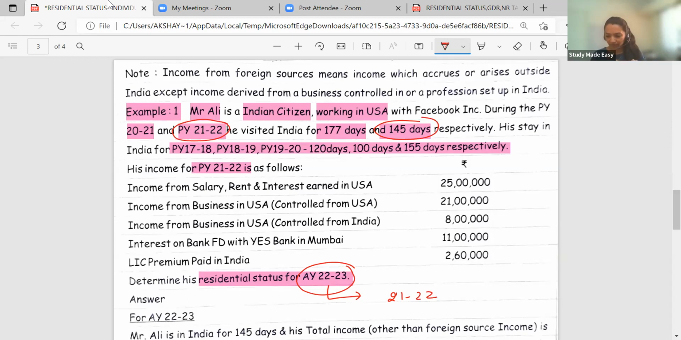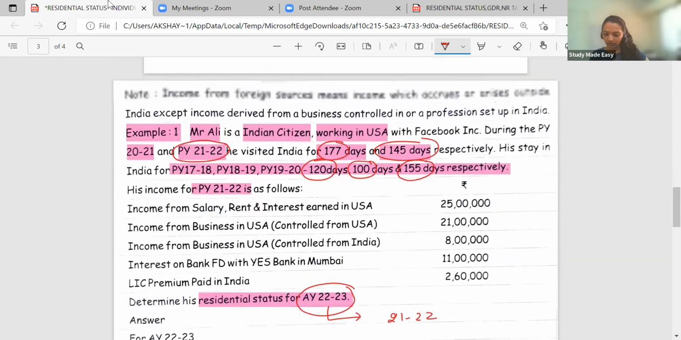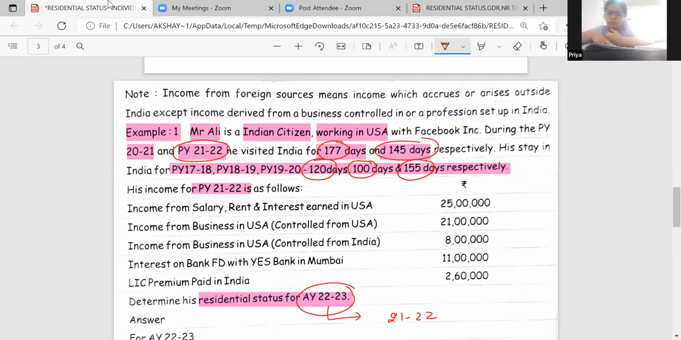Is he complying with the first condition? First he is Indian citizen. हमको सारी condition देखना. Yes. Is he staying in previous year for more than 120 days? That means yes. Now third, in relevant years, is he staying for more than 365 days? 4 years. May check it out. 177 plus 155 plus 100. Yes. How many days? 552. So that means he is complying with the condition. He is resident and not an ordinary resident.